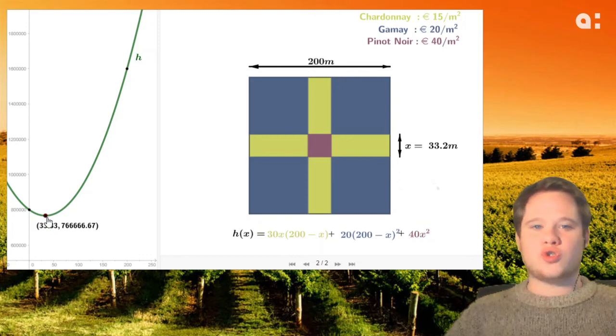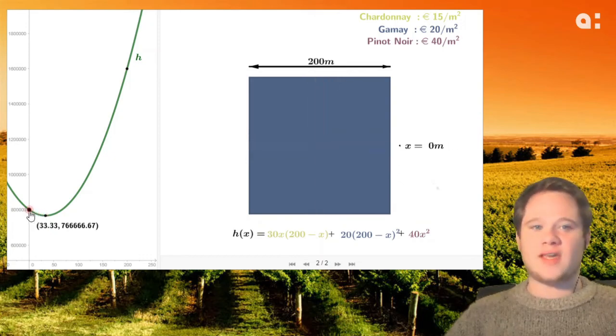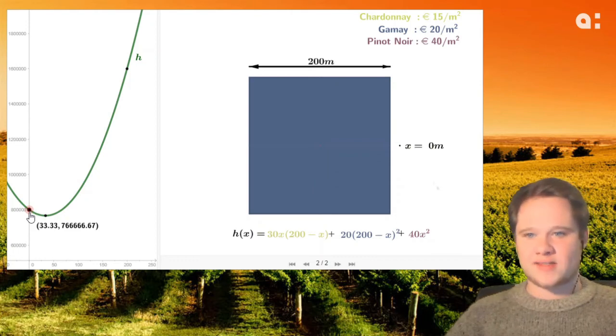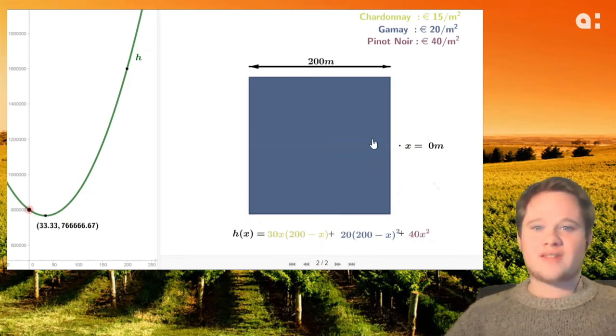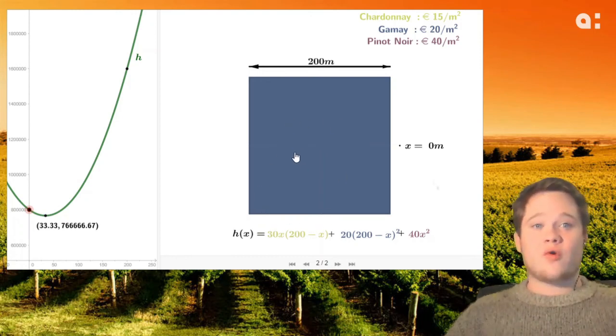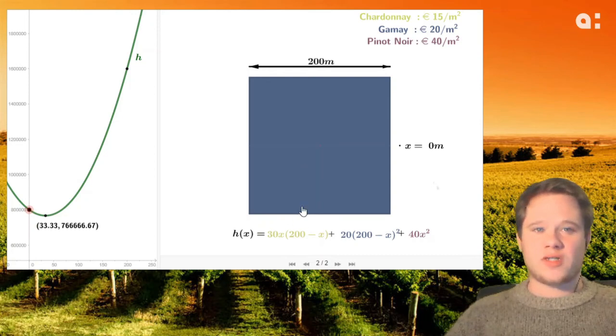We still have 2 special points in the graph that we can look at. A first point, the intersection with the y-axis. The length of x equals 0, which means that the entire field is occupied by the Gamay grapes. So we can derive the cost price from those 20 euros times 200 squared, and that is 800,000 euros.